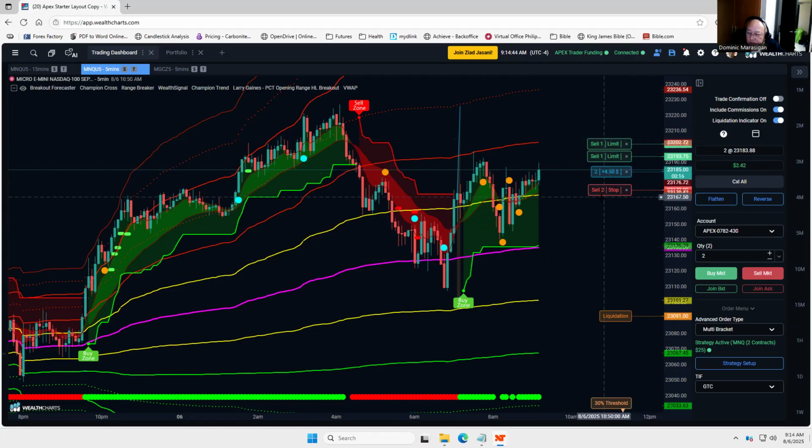But you can move it. You can move your stop loss going like this, or you can move like that. Same with your profit target.